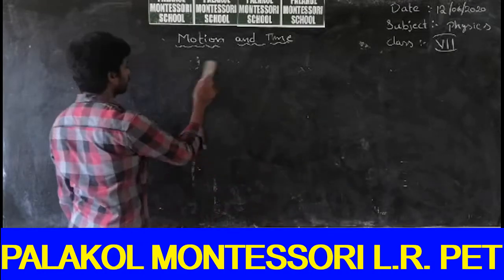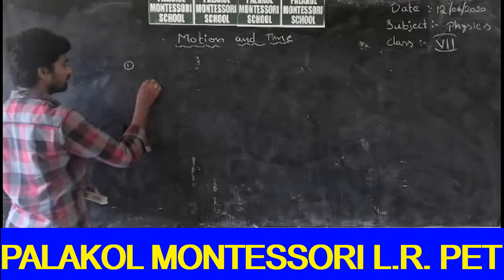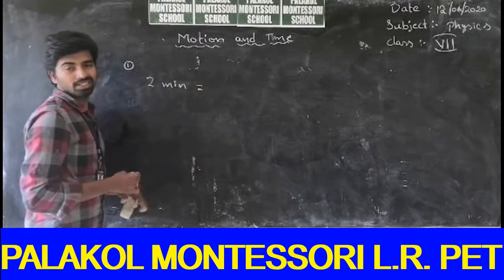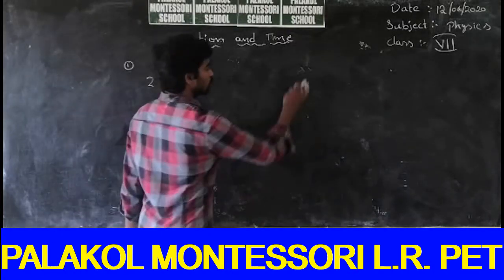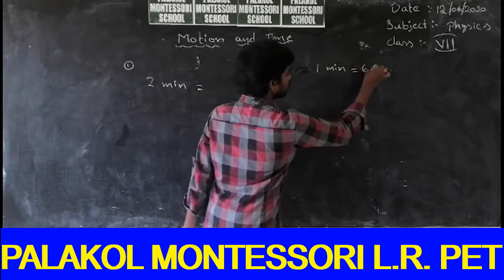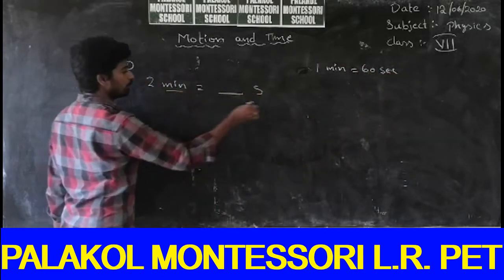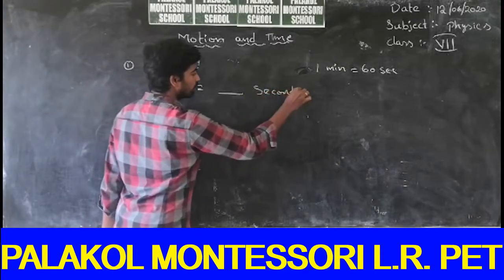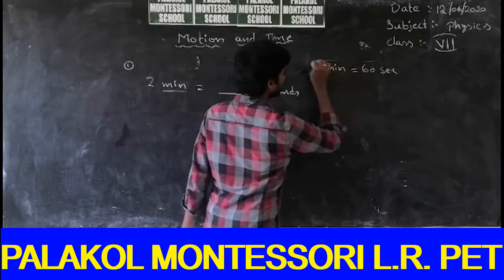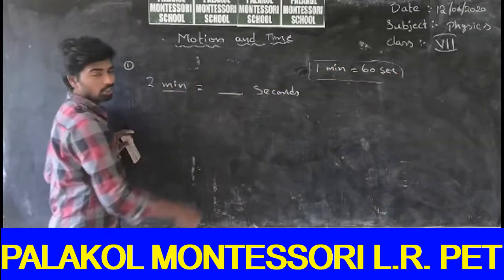So let us see some examples. First one, just convert 2 minutes into seconds. 2 minutes is equal to how many seconds? We know that 1 minute is equal to 60 seconds. Here we want to convert minutes to seconds, hence we have to take this conversion, which is minutes to seconds.